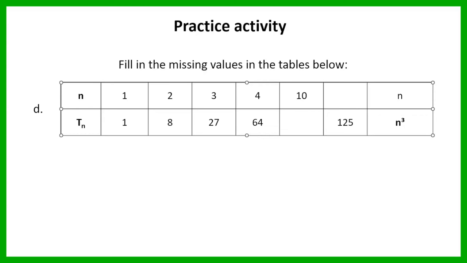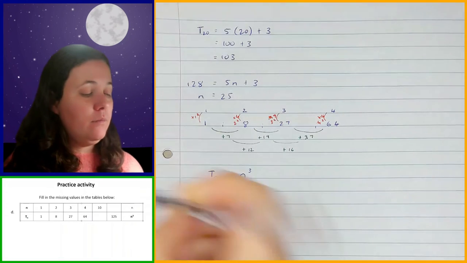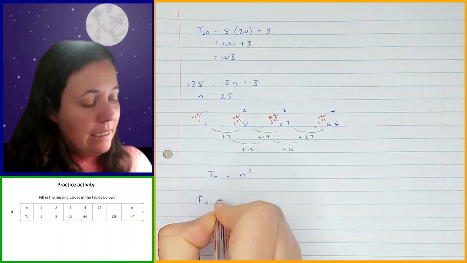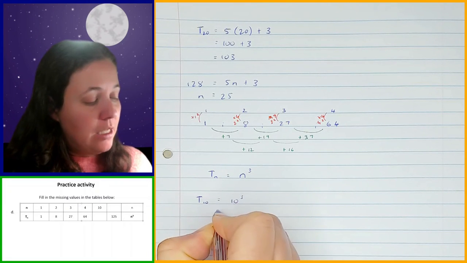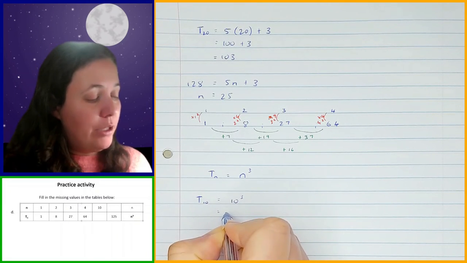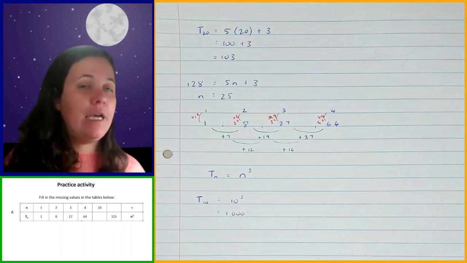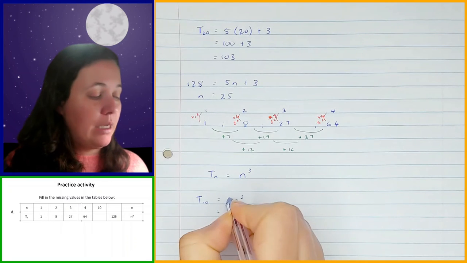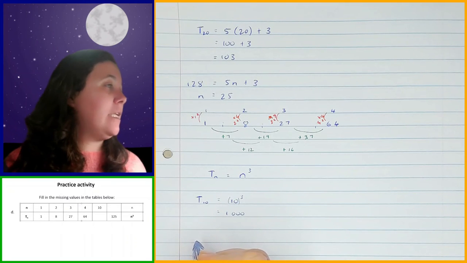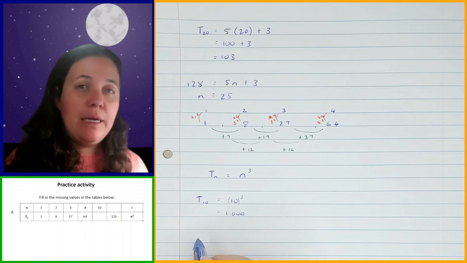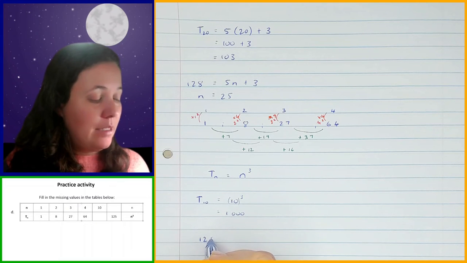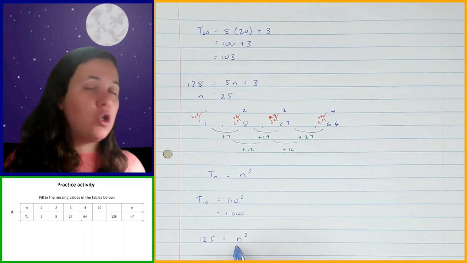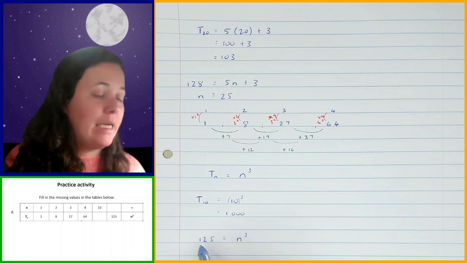Okay, so first the 10th term. So T10 is equal to 10 cubed. Okay, so 10 cubed we know is 1,000. So we know then that T10, or the 10th term, is 1,000. Okay. I also need to work out which term is 125. So 125 is something cubed. So what can I cube to get 125?